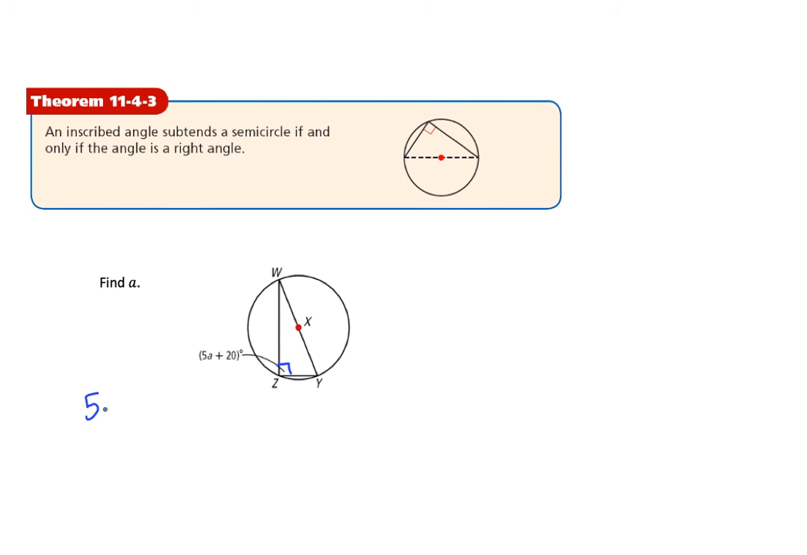So I'm just going to put 5A plus 20 equals 90, and then I'm going to solve. So I'll subtract 20, and then I will divide by 5. And I believe that's 14. And then that's my answer. All right, so that's all there is.